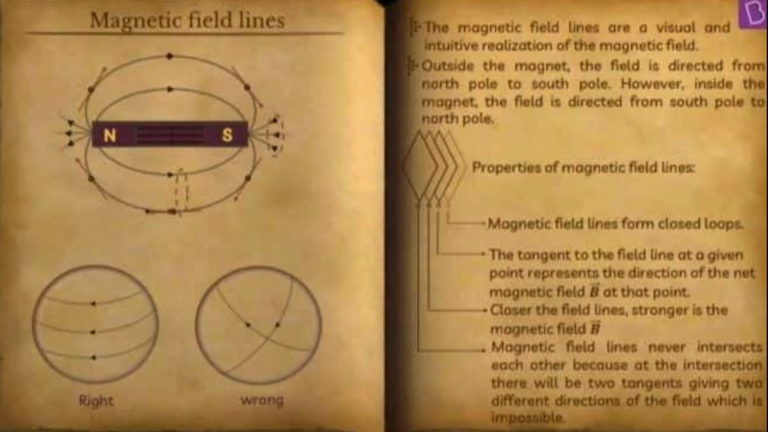There are some properties of the magnetic field lines. The magnetic field lines always form a closed loop. The tangent to the field line at a given point represents the direction of the net magnetic field at that point. Closer the field lines, stronger is the magnetic field. Magnetic field lines never intersect each other because at the intersection there would be two tangents giving two different directions of the field at that point, which is not possible.